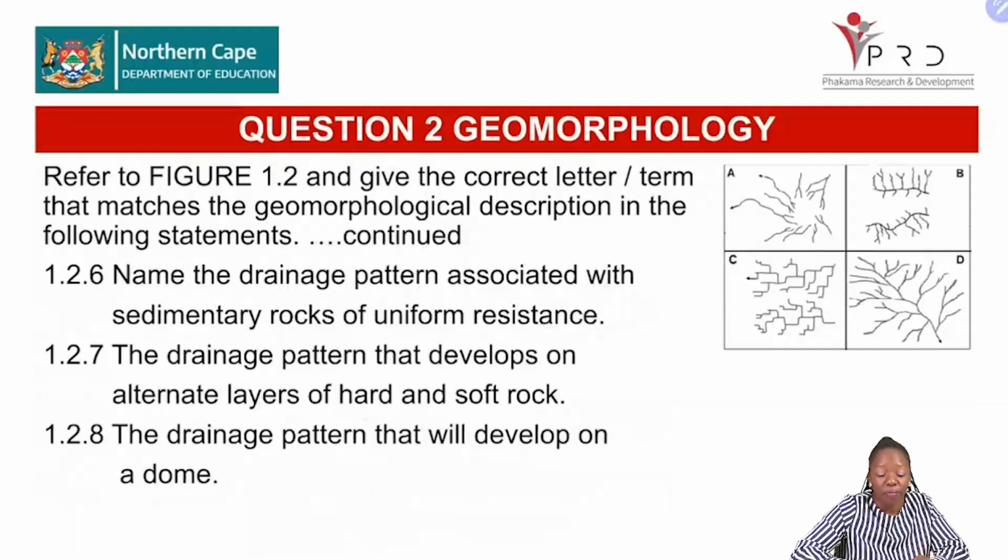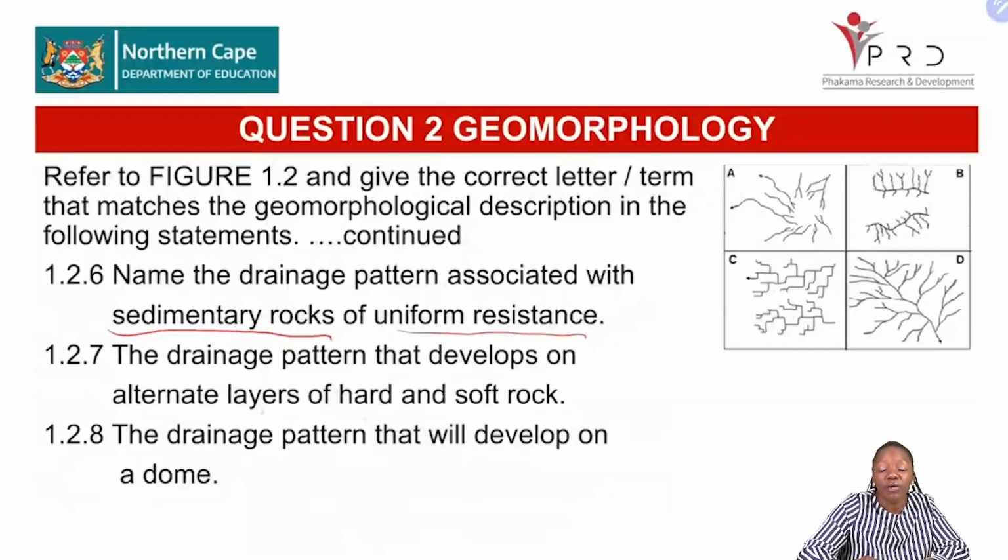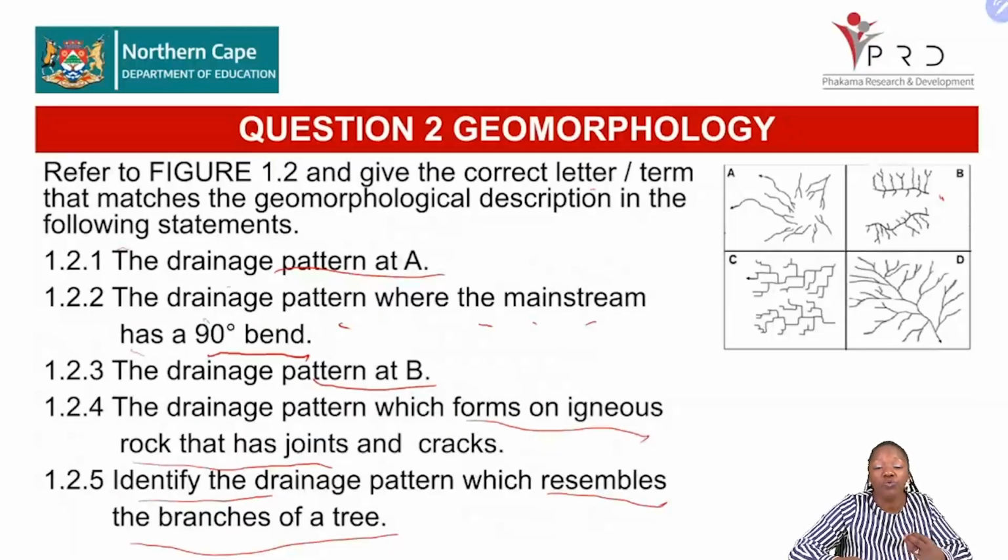Then your 1.2.6, you name the drainage pattern associated with sedimentary rock of uniform resistance. Then your 1.2.7, the drainage pattern that develops on alternate layers of hard and soft rock. Then 1.2.8, the drainage pattern that will develop on a dome. So now that we have gone through the questions, you will now be able to answer.